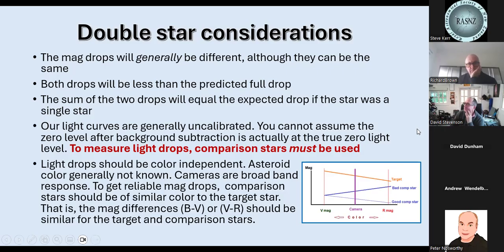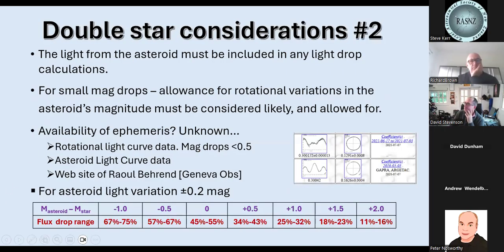Okay, trying to keep this quick. You need to be careful to include the asteroid's magnitude contribution in the light curve. So far, in all of our satellite events, the asteroid's been quite faint, so you haven't had to worry about it. If you're dealing with a magnitude drop of just 1.0 mags, or certainly less than that, then the asteroid magnitude becomes a significant component of the light.